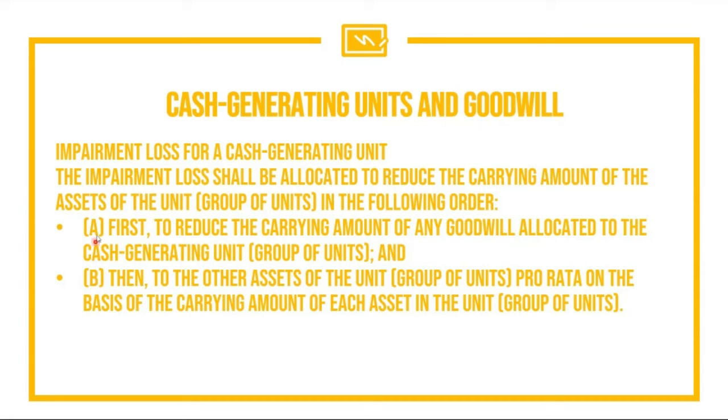So in case of CGUs, the first item that will absorb the impairment loss will be the goodwill. Okay? And then afterwards, the other assets on a pro rata basis. Okay? So that's what you're going to do. You get the total impairment loss, allow the goodwill to absorb it first, and then any other amount that is not yet absorbed by the goodwill will be allocated to the individual assets belonging to the CGU.